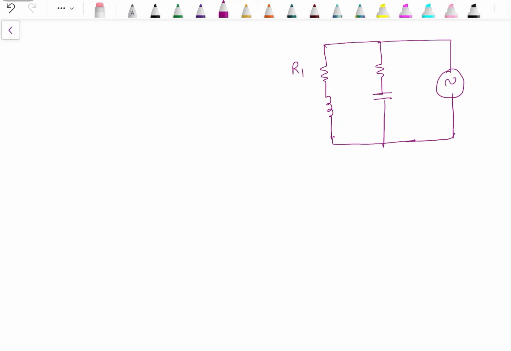Let's say this resistance is R1, L, R2, C. This one is the voltage source. V is V angle 0. Again, it's our reference. Current drawn by this branch is denoted by I1. Current drawn by the RC branch is denoted by I2. And the total current drawn from the supply is I. So again, I will be the phasor sum of I1 and I2.